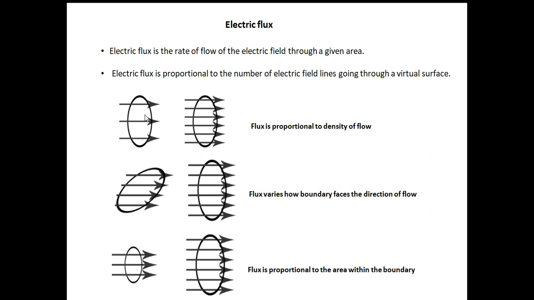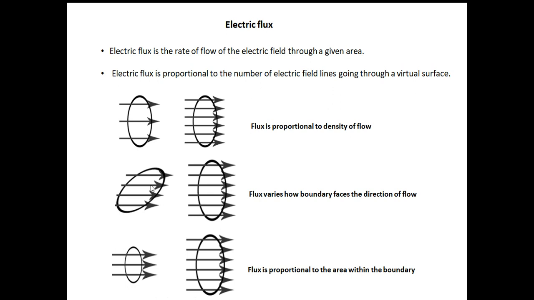Now, these are my field lines, and I have imagined a circular surface. I'm going to discuss certain cases, and these are extremely, extremely important, so pay attention. If there are only three lines passing through this imaginary virtual surface, and there are 1, 2, 3, 4, 5, 6 through another, so flux is proportional to the density of the flow. So for this the flux is less and for this the flux is more.